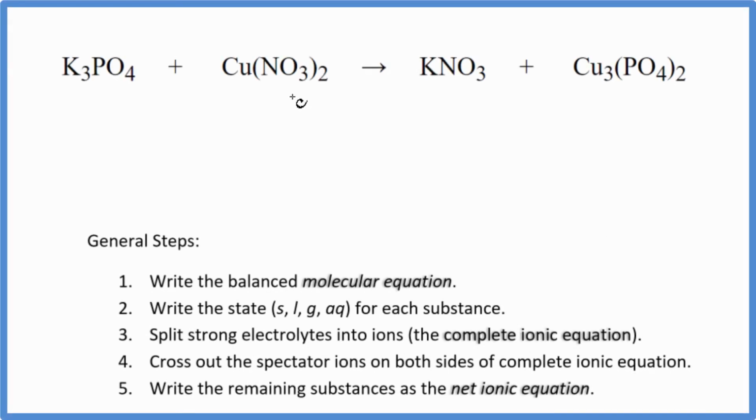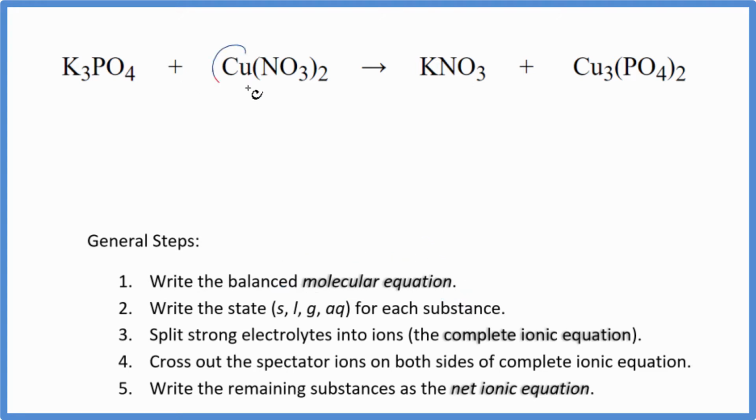In this video, we'll write the balanced net ionic equation for K3PO4 plus Cu(NO3)2. This is potassium phosphate, and we have copper(II) nitrate here. The first thing to do in writing net ionic equations is to balance the molecular equation.